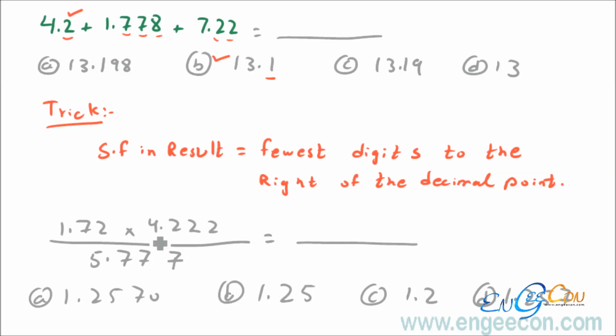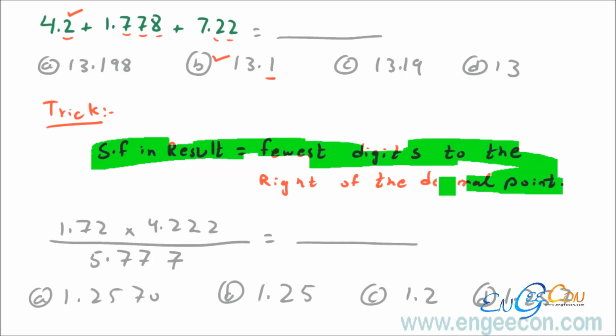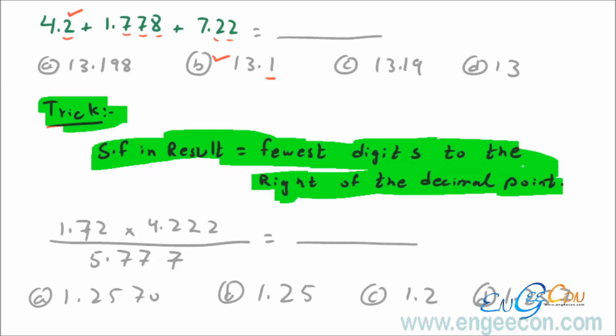In the solution of this question, you will repeat the same trick as we have mentioned before. We have 2 digits after the decimal as the fewest digits to the right of the decimal point. So select 1.25 as a result, having 3 significant figures. Through this trick, you can solve a 5-minute question in less than 5 seconds.